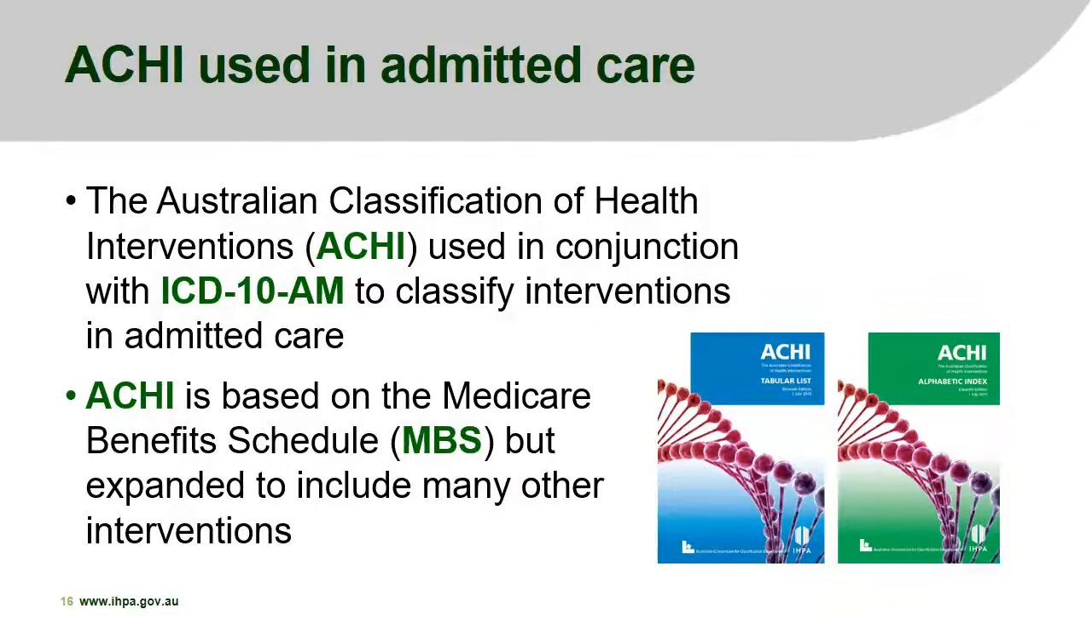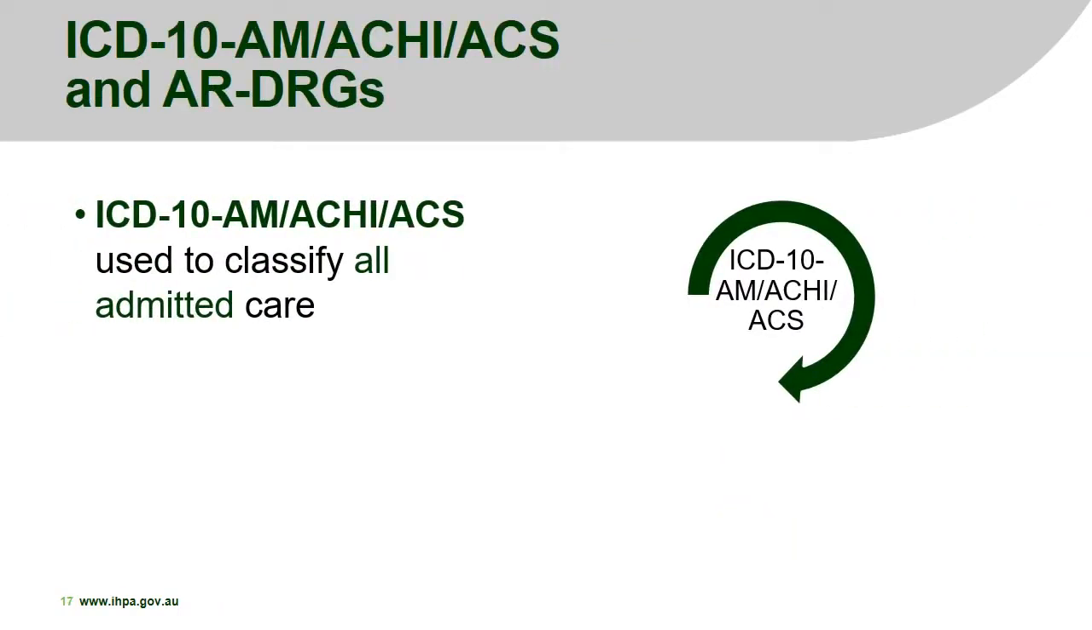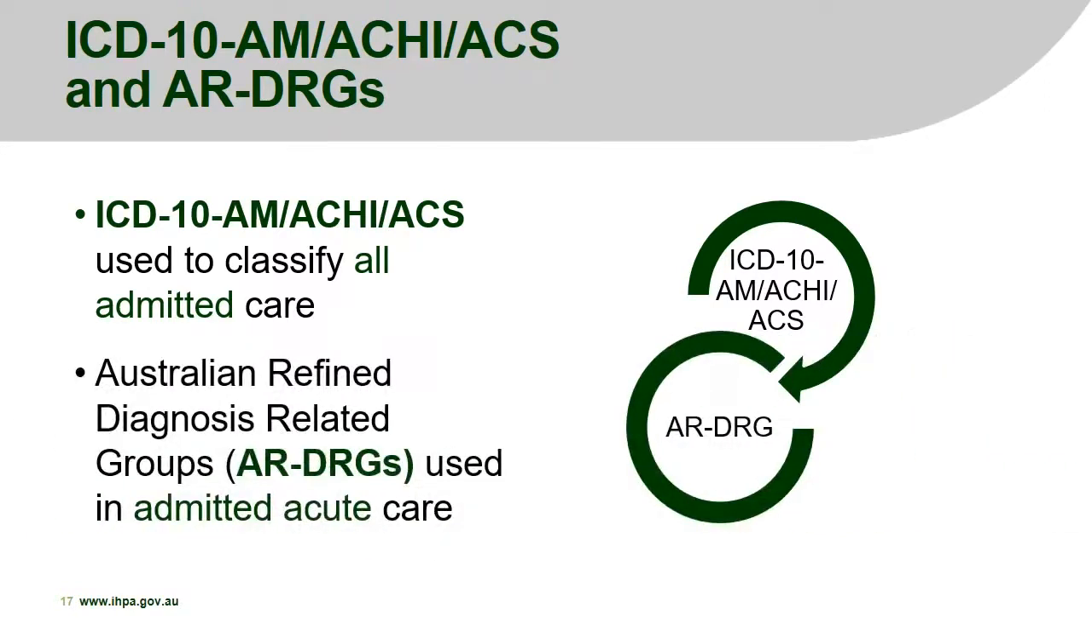The Australian Classification of Health Interventions, or ACHI, is used in conjunction with ICD-10-AM to classify interventions in admitted care. ACHI is based on the Medicare Benefits Schedule, but expanded to include many other interventions as well. ICD-10-AM ACHI ACS is used to classify all admitted care. And the Australian Refined Diagnosis Related Groups classification is used in admitted acute care.